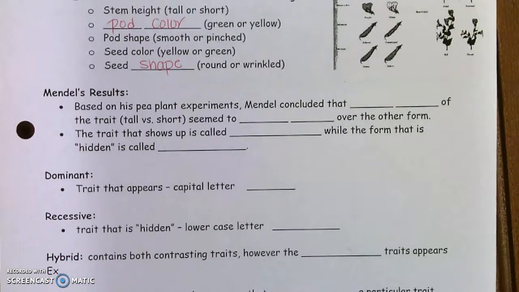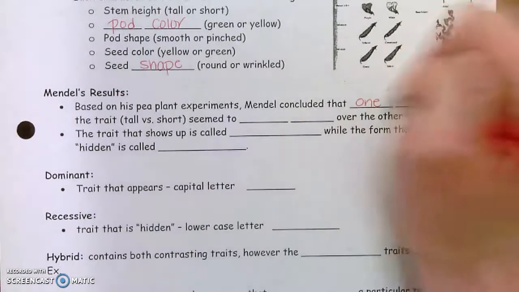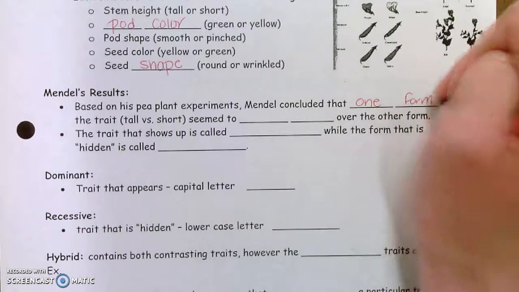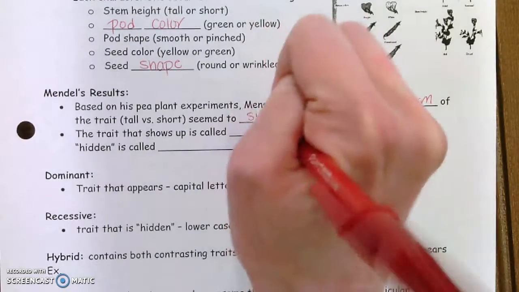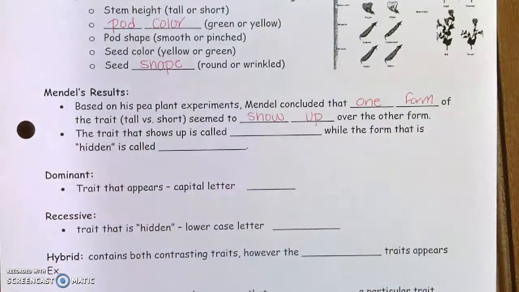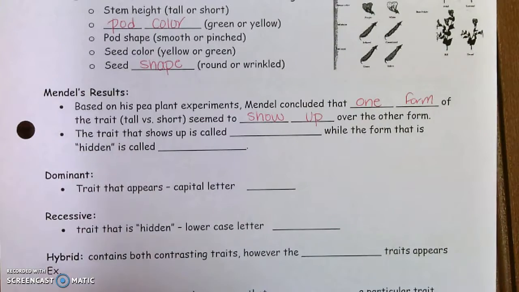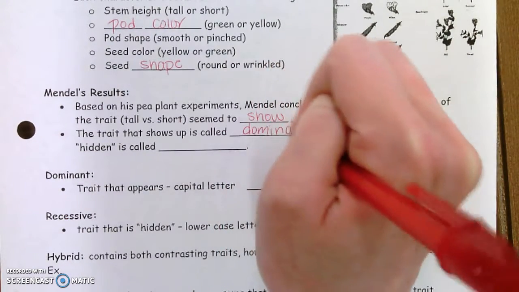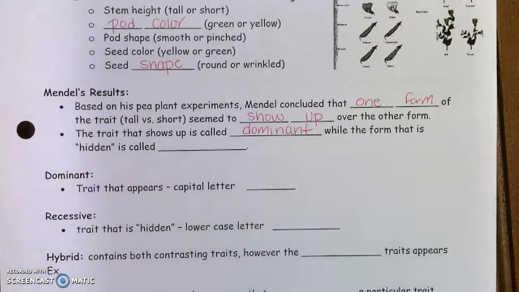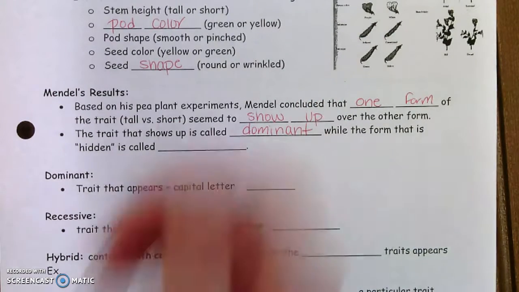So based on his pea plant experiments, Mendel concluded that one form of the trait, so the tall form or the short form, seemed to show up over the other form. The trait that showed up he called the dominant trait, and the form that was hidden or didn't show up was called recessive.